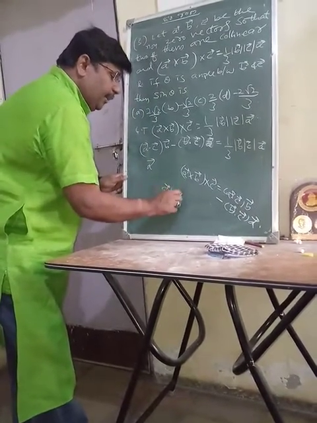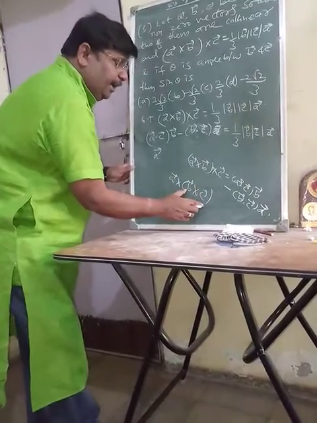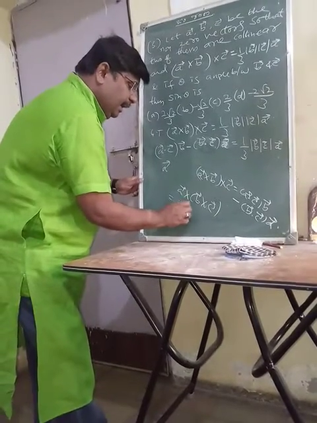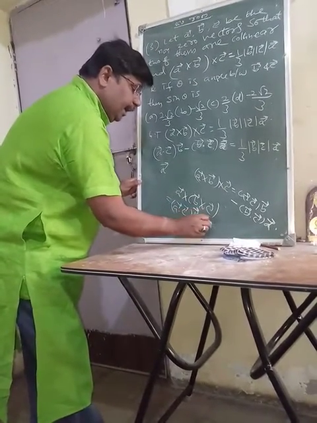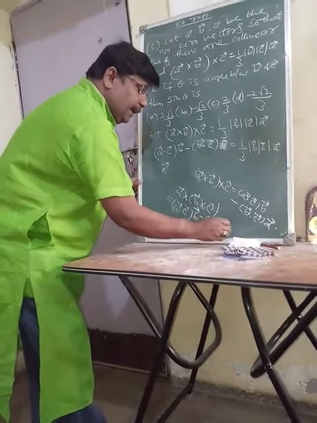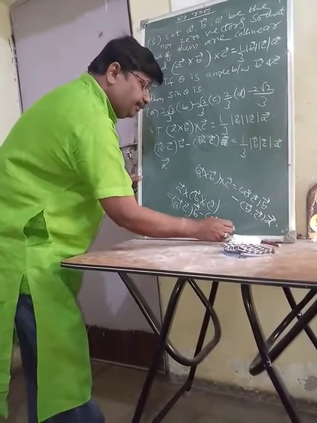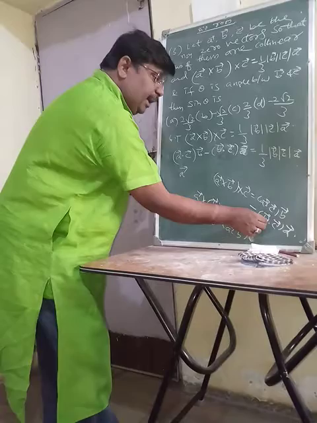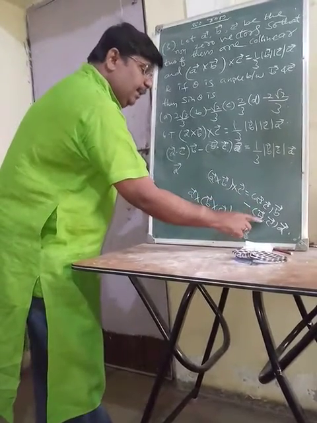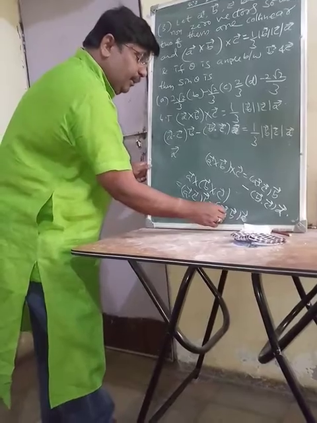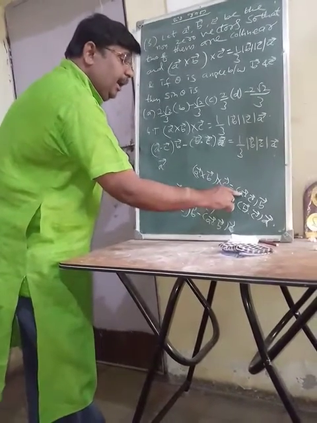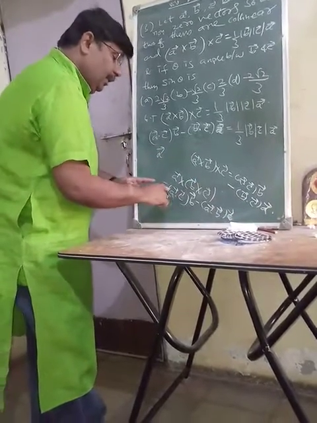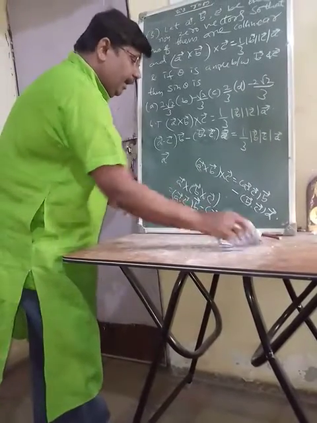A cross of B cross C, if you put the bracket for the next two, it will be A dot C B minus A dot B C. So these first terms are the same for both. Only the second term differs: B dot C A here, A dot B C there. A cross B cross C equal to A dot C B minus B dot C A. A cross of B cross C equal to A dot C B minus A dot B C. Already I have given you.